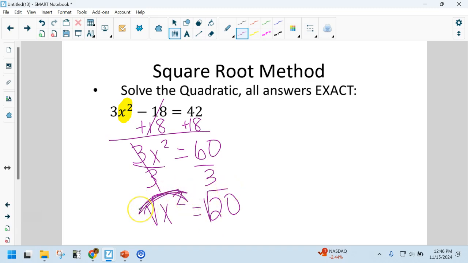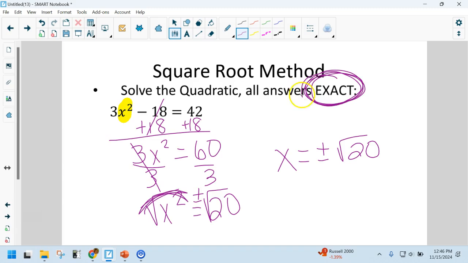Squares and square roots cancel each other out, so that leaves the x by itself. I always put a plus or minus when I put a square root in there, so I have plus or minus the square root of 20. Well, on the previous slide, our square root was 16, which is a perfect square, so we knew the square root was 4. Notice here it does ask for our answers to be exact, though, so I can't go grab a calculator, type it in, and get a decimal.